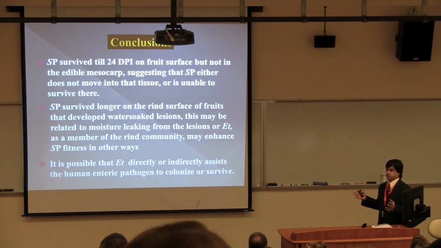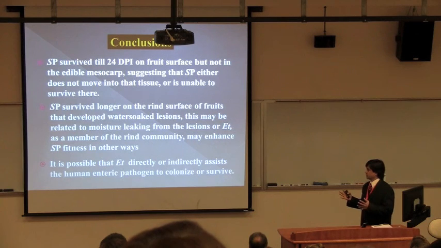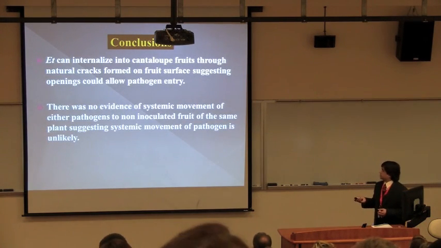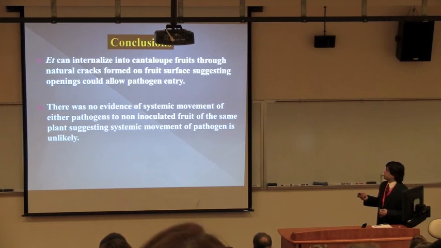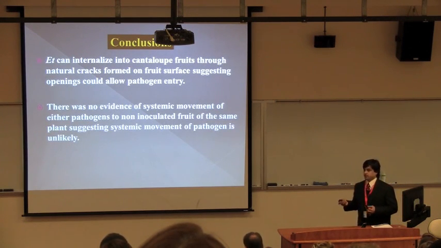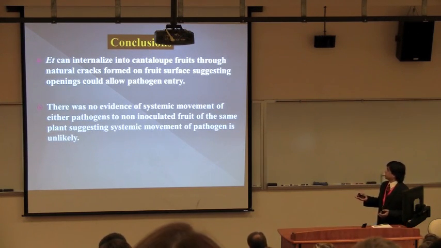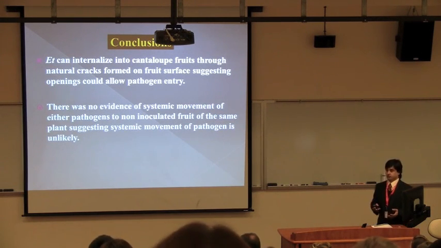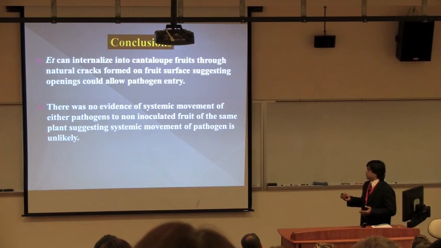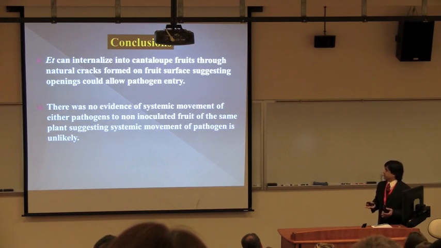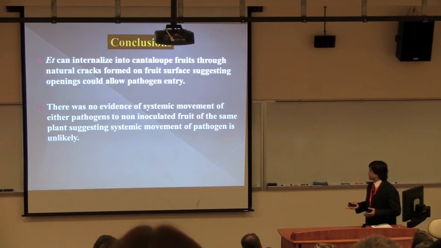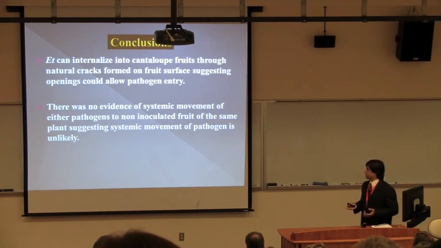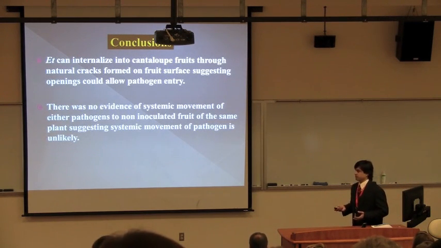Both of these pathogens belong to the Enterobacteriaceae family. And Erwinia can internalize into the fruit through the natural cracks formed on the fruit surface, suggesting that the openings would allow pathogen entry. And there is no evidence of systemic movement of either pathogen to non-inoculated fruit of the same plant, suggesting systemic movement is unlikely.